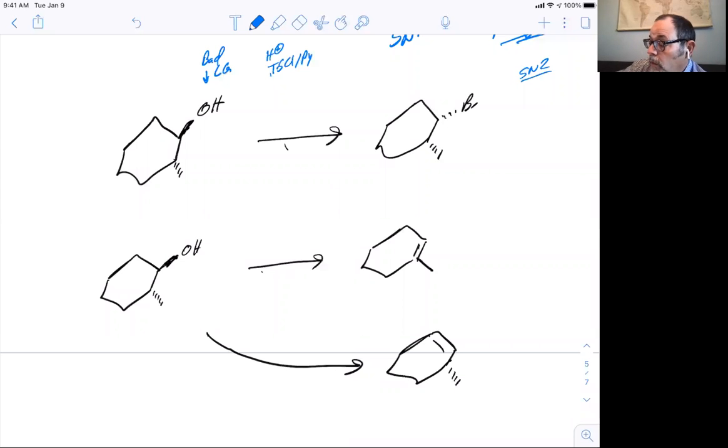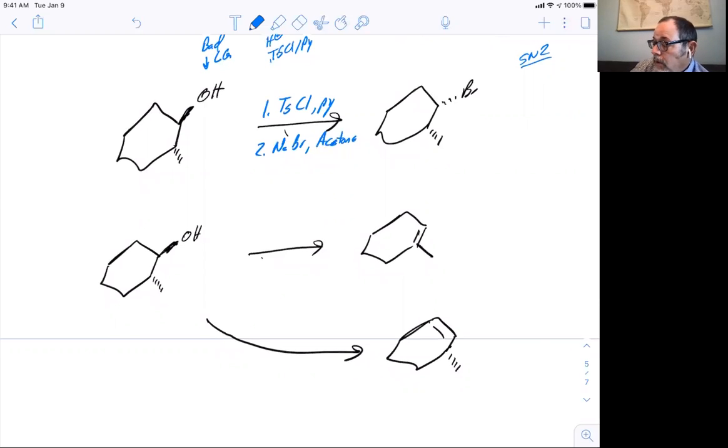So therefore, what we want to do here is first convert this to the tosylate. All right, so the tosyl chloride and pyridine, and then second, using an SN2 reaction process, so sodium bromide and acetone, an aprotic solvent, right? We can get the SN2 favored.